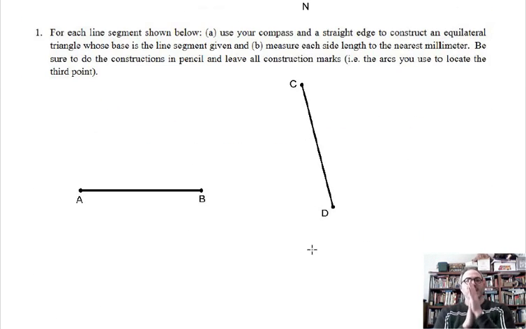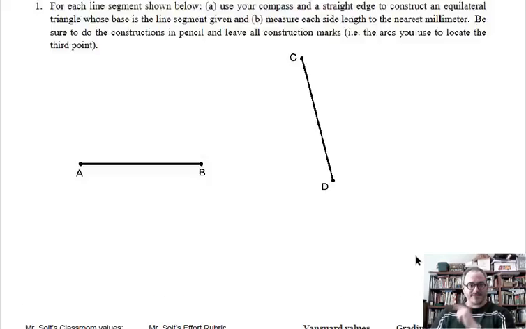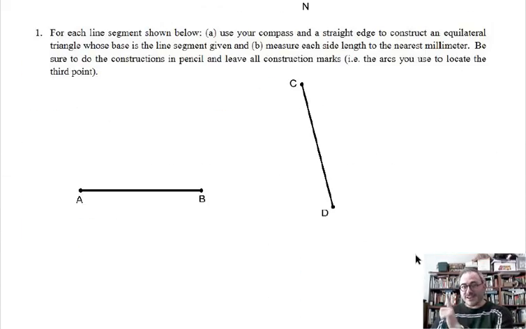Okay. For each line segment shown below, use your compass and a straight edge to construct an equilateral triangle whose base is the line segment given, and B, measure each side length to the nearest millimeter. I'm going to leave this to you. Use your compass, use your straight edge, use whatever tools you have to show me you know how to do this. If you freehand it, it's a 2. And if you're using your tools correctly, you get full credit. You go ahead and do this. Pause the video here if you need more time to do this.